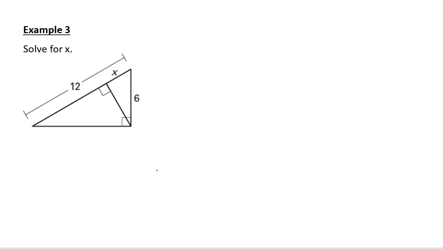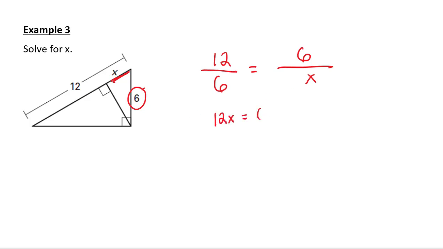Okay, so our next example here. You have to figure out what we have. Which geometric mean is this? Well, I'm given a leg. So set up your proportion. I'm given a leg. That leg is the geometric mean between the whole hypotenuse and the little piece that's adjacent to it. So 12x is equal to 36, x is going to equal 3.